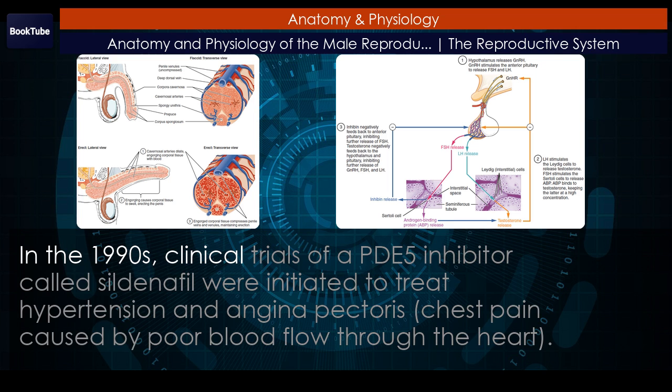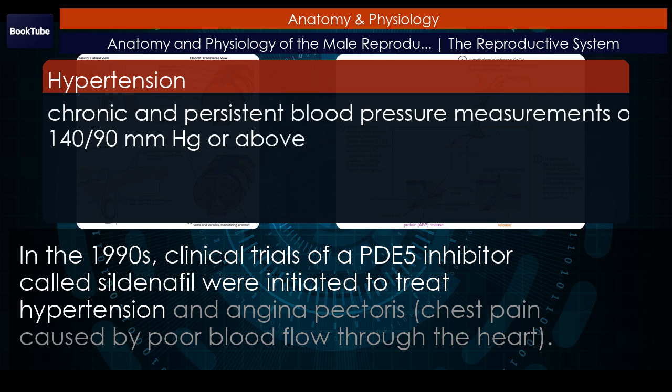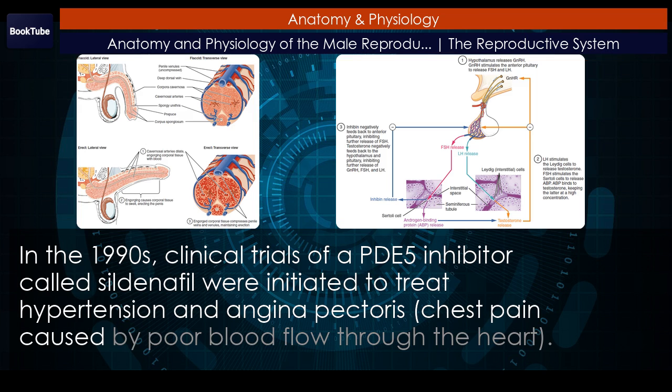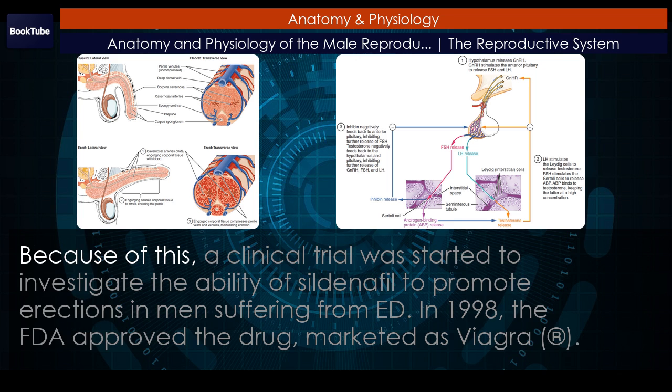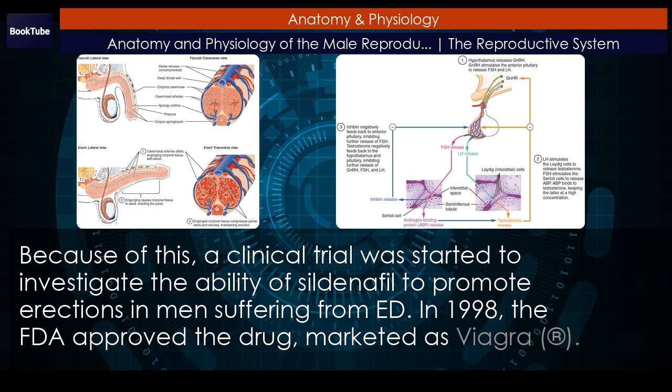In the 1990s, clinical trials of a PDE5 inhibitor called sildenafil were initiated to treat hypertension and angina pectoris, chest pain caused by poor blood flow through the heart. The trial showed that the drug was not effective at treating heart conditions. But many men experienced erection and priapism, erection lasting longer than 4 hours. Because of this, a clinical trial was started to investigate the ability of sildenafil to promote erections in men suffering from ED. In 1998, the FDA approved the drug, marketed as Viagra.